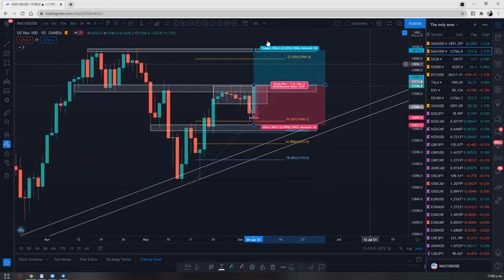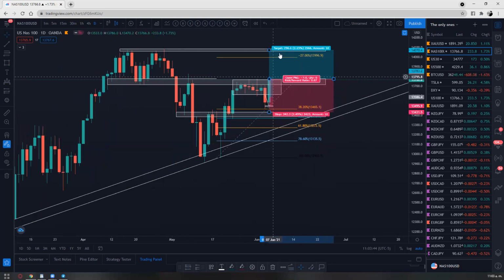But this is if you are a swing trader. It's going to take a couple of days, even weeks, to reach this point right here. Or it depends on the volatility. It could reach it maybe in one day, but it depends. So this is a good point of entry if you think about it on a swing. If you're a swing trader, that could work.